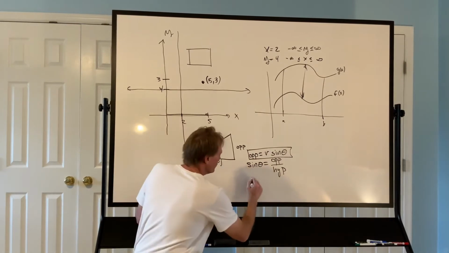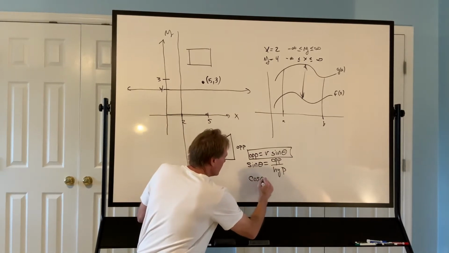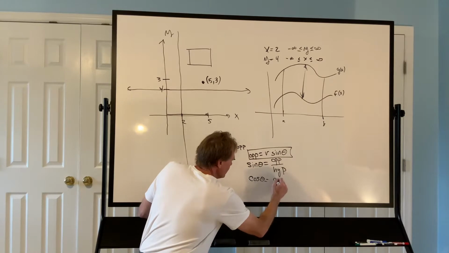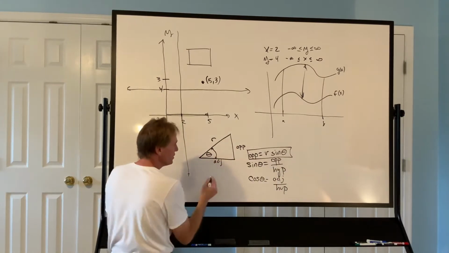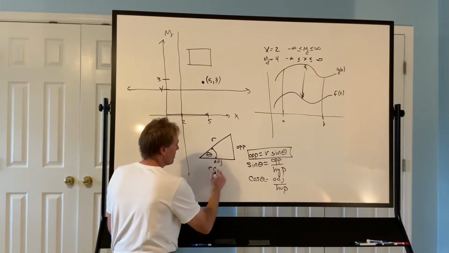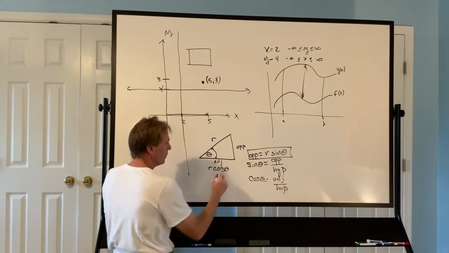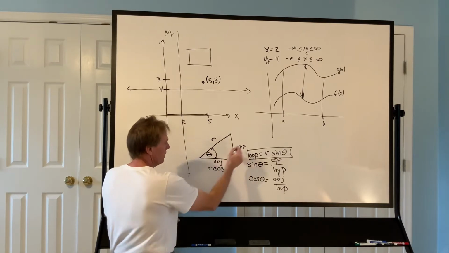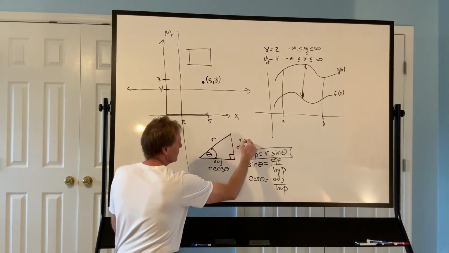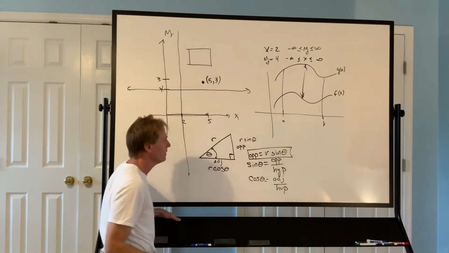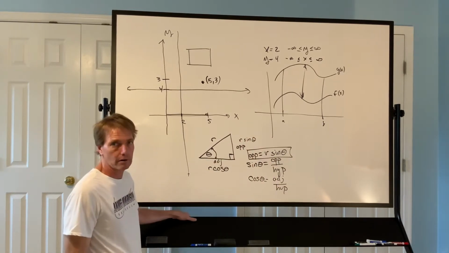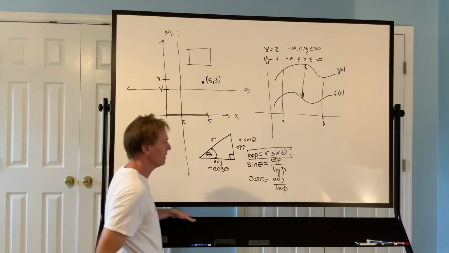And you remember also the cosine of theta is the adjacent over the hypotenuse. And that would lead to our adjacent side being r times the cosine of theta. Okay, so I've got this right angle here. This side is r times the sine of theta, and this side is r times the cosine of theta.